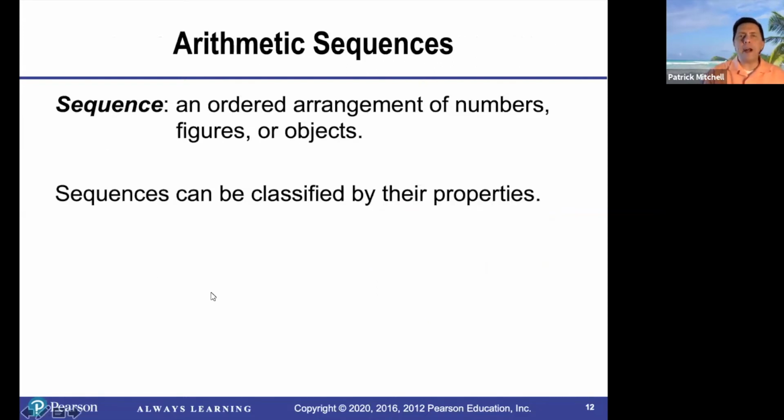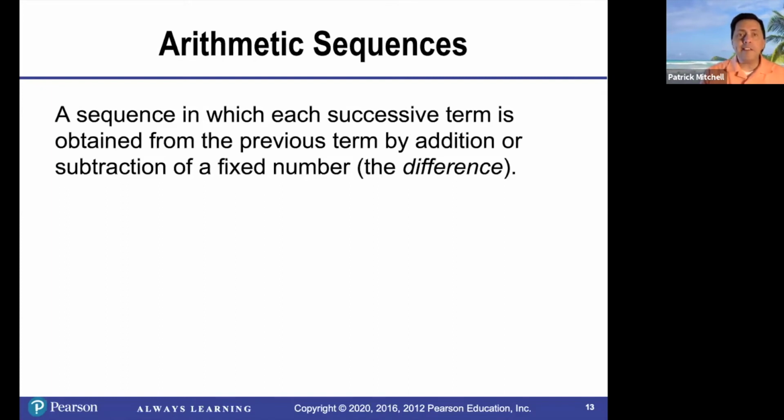So now let's talk about arithmetic sequences. First of all, a sequence is an ordered arrangement of numbers, figures, or objects. In a math class, not surprisingly, we will mostly talk about ordered arrangements of numbers. Sequences can be classified by their properties. An arithmetic sequence is one particular type of sequence. It is a sequence in which each successive term is obtained from the previous term by addition or subtraction of a fixed number, which is called the difference.